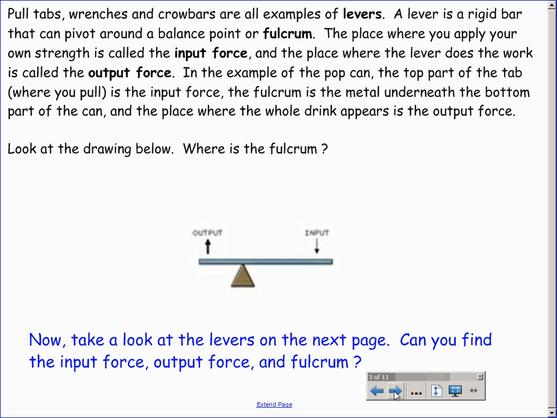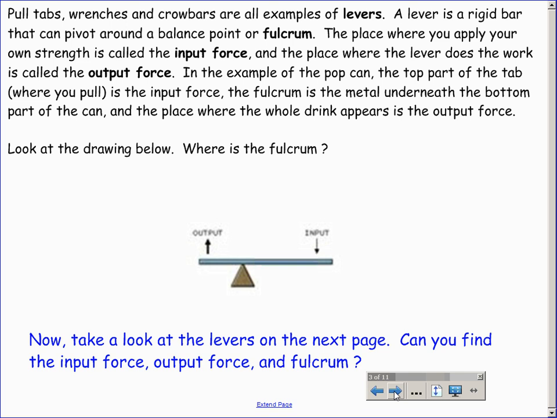In the example of the pop can, the top part of the tab where you pull is the input force, and the fulcrum is the metal underneath the bottom part of the can, and the place where the drink appears is the output force.